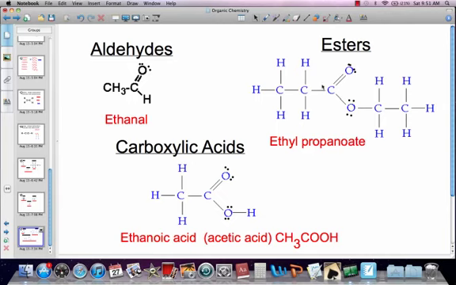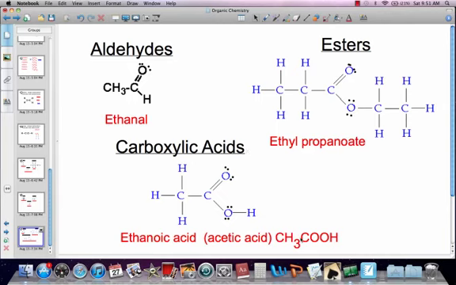This right here is propane. This right here is an ethane. So we call this ethyl propanoate. The propanoate is the ester. Ethyl propane, right? Oate, propanoate.